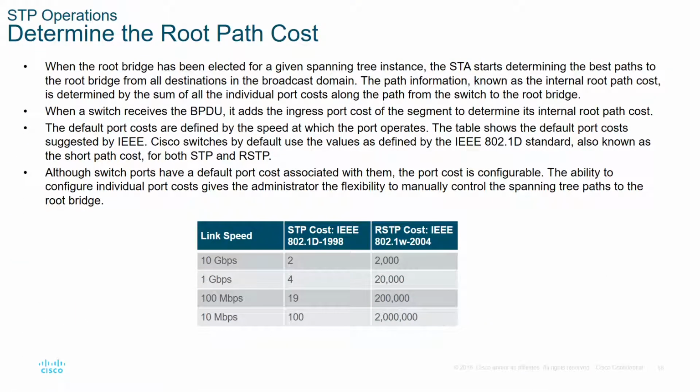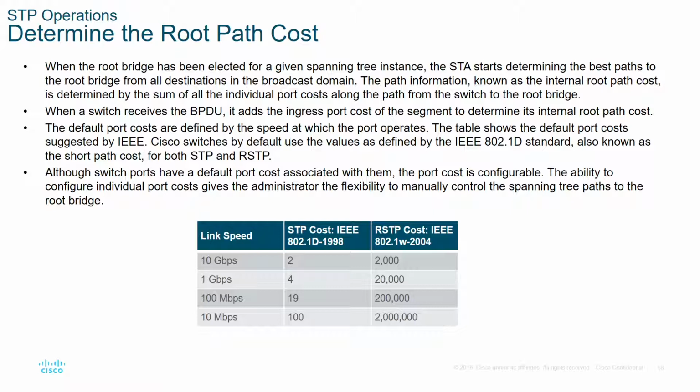So, determining the root path cost. When the root bridge has been elected for a given spanning tree instance, the spanning tree algorithm starts determining the best paths to the root bridge from all destinations in the broadcast domain. The path information, known as the internal root path cost, is determined by the sum of all the individual port costs along the path from the switch to the root bridge. When a switch receives the BPDU, Bridge Protocol Data Unit, it adds the ingress port cost of the segment to determine its internal root path cost.